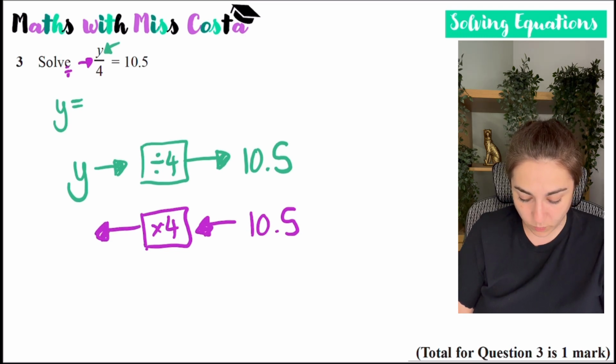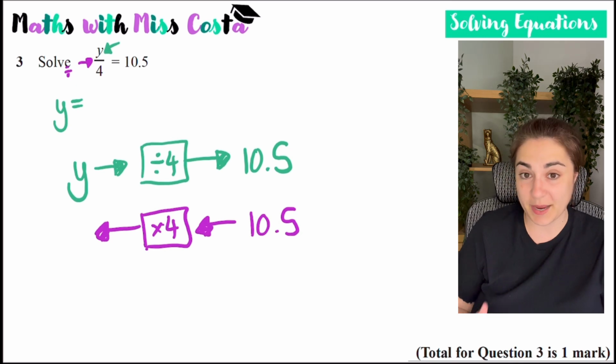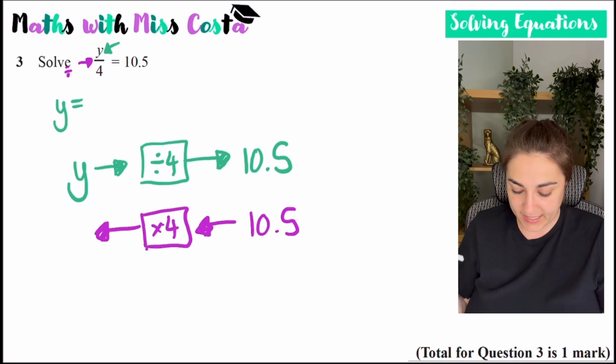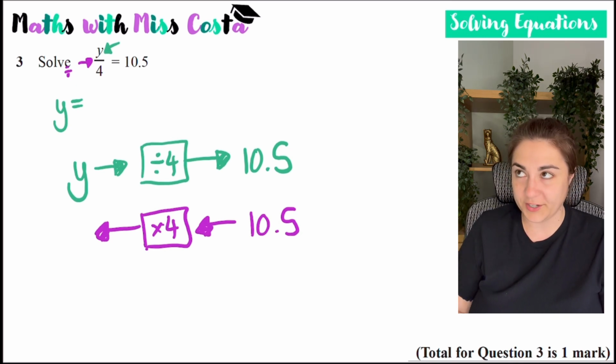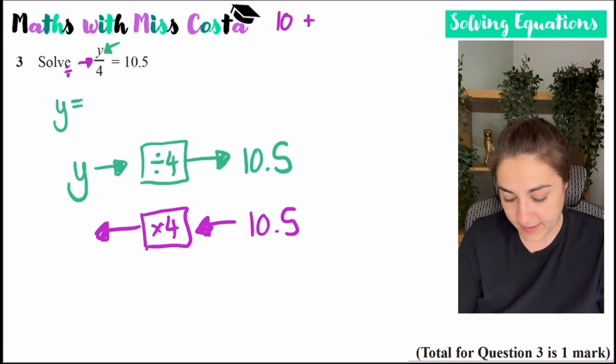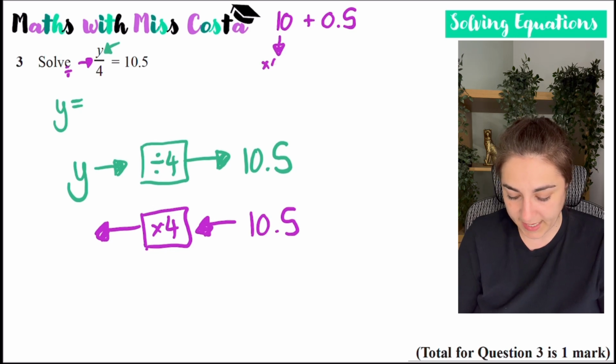And that would tell me what y is. So I need to do 10.5 times by 4. Now 10.5 times by 4, I could break it up. So 10.5 is the same as 10 plus 0.5. So I could do 10 times by 4 and then 0.5 times by 4. So 10 times 4 is 40.